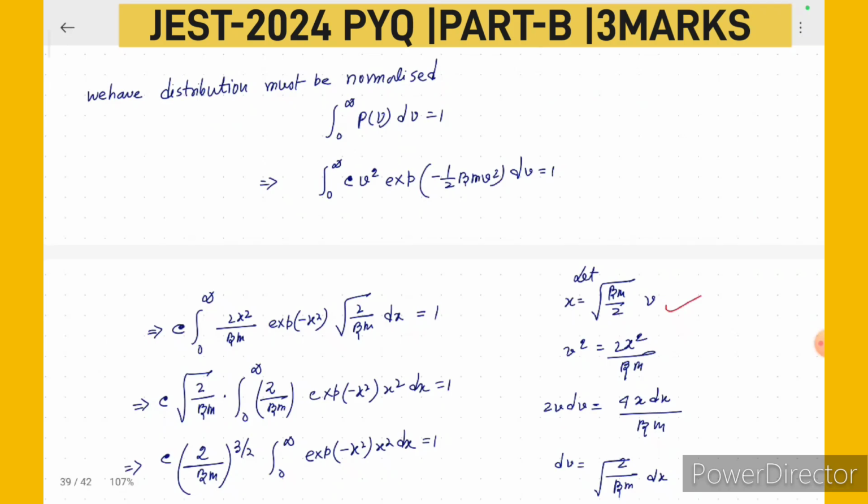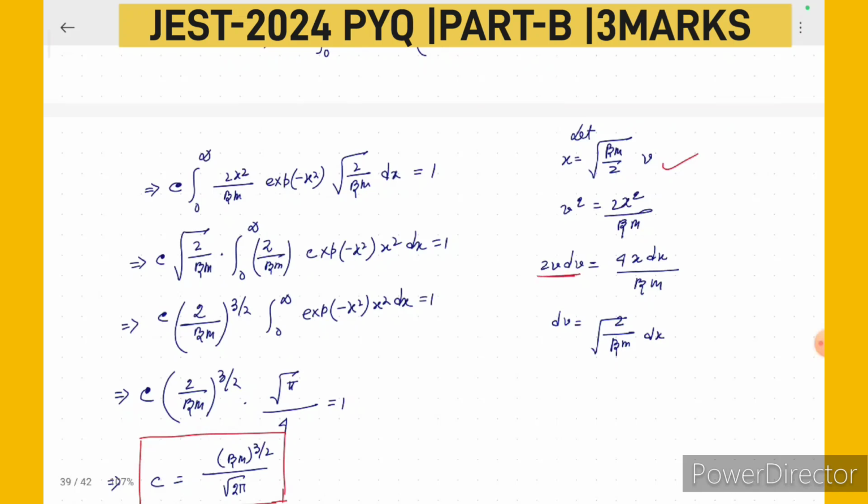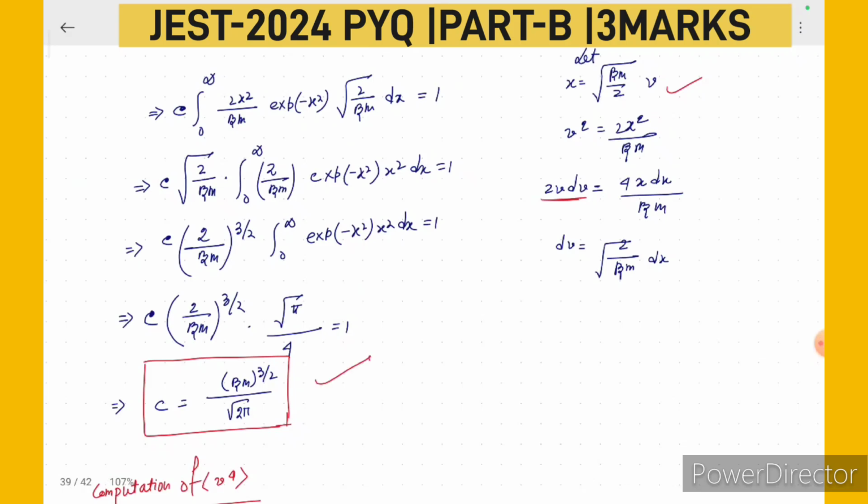So v squared equals 2x squared upon beta m, and 2v dv equals 4x dx upon beta m, so dv equals root of 2 upon beta m dx. Okay, now just substitute this value and we calculate the value of C, which equals (beta m) to the power 3 by 2 times root of 2 pi. You just calculate, this is a very easy question.